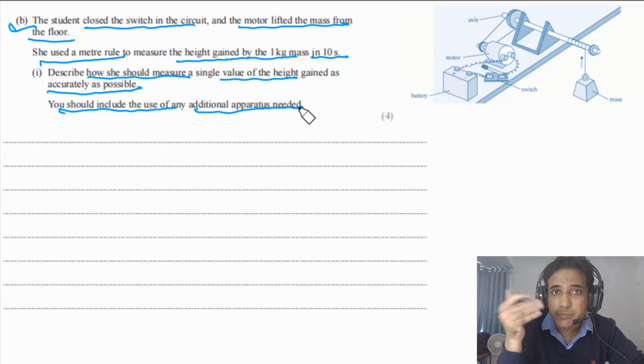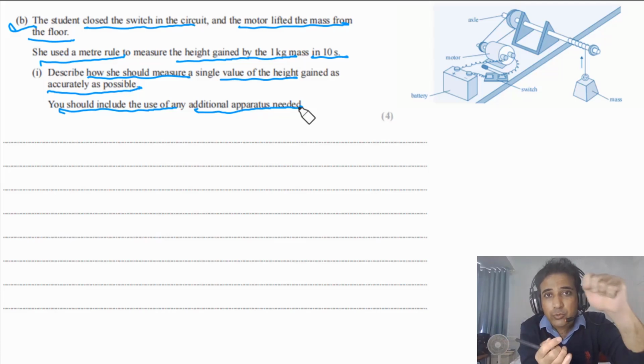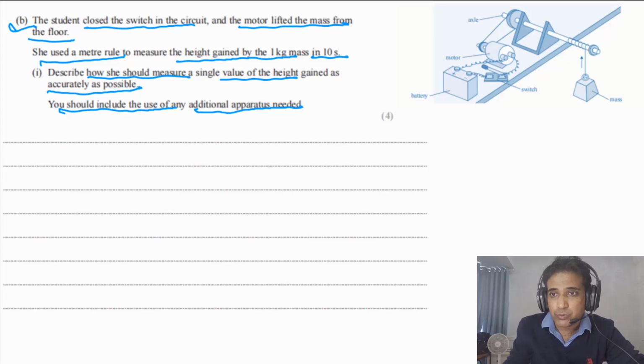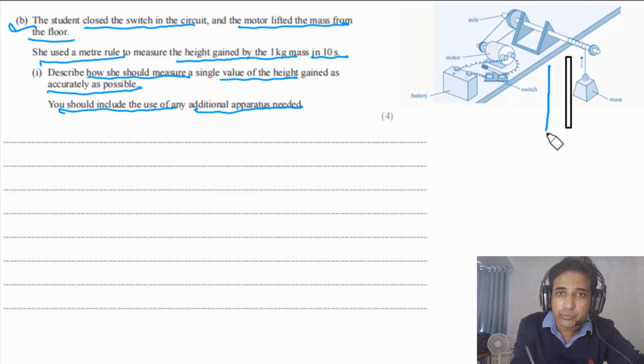Now let me explain how we can find the height of this mass. In order to find height, we have to use a meter rule. Now we cannot hold the meter rule like this, so it's better we clamp the meter rule. So simply, first of all, we can clamp the meter rule next to this mass. So this is our meter rule. We need to clamp this one, so we will be using a retort stand. So this is the rod of the retort stand, and here we have the clamp, so we can use the clamp here to hold this meter rule.